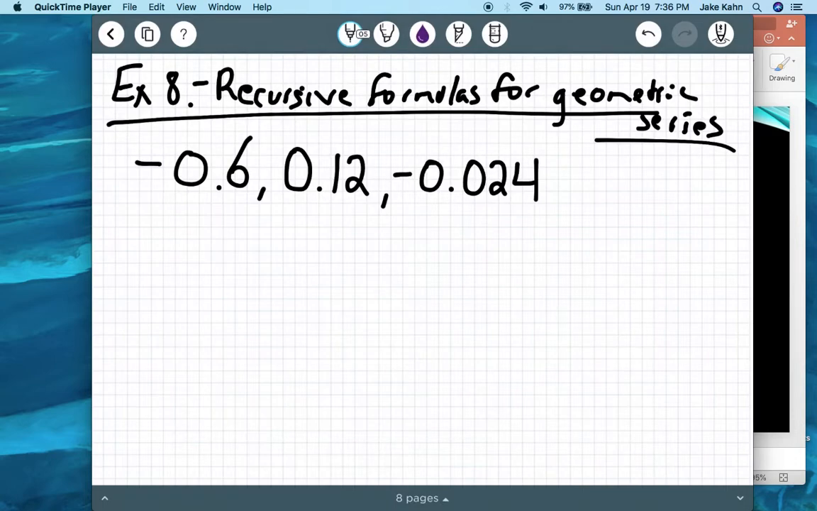Recursive formulas for geometric sequences. So this problem we have some decimals. That's okay though, it works the same way. What I want you to do is to write a recursive formula for this geometric sequence. Again, this should read sequence, my bad.